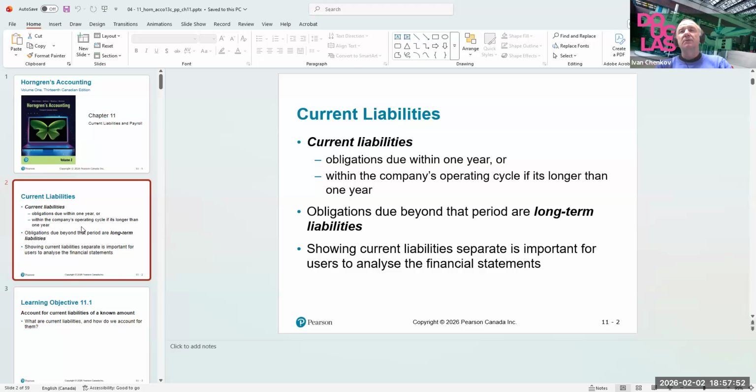And then we have to see which one is longer. So the longer one prevails. If 1 year is longer than the current operating cycle, 1 year is the period. If the current operating cycle is longer than 1 year, then the current operating cycle is the period.